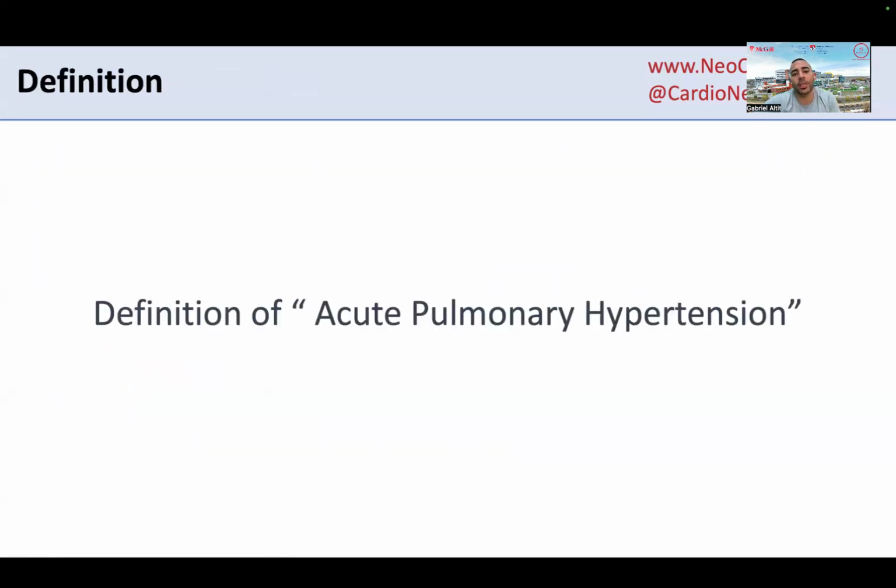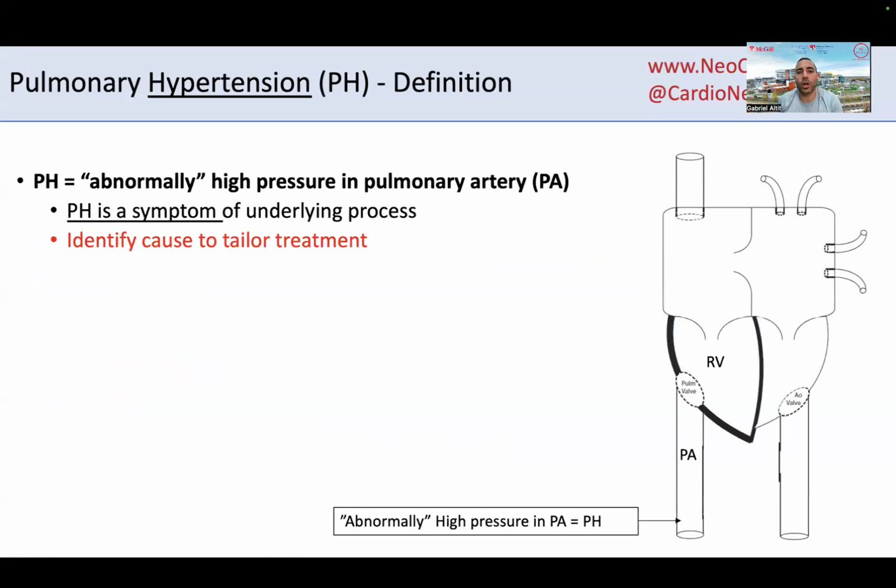And so I do think that we need to start with the definition so we keep a common language and terminology. Typically, when we talk about hypertension, it's within the word, we speak about an abnormally high pressure. And because we're talking about the pulmonary compartment, we talk about abnormally high pressure in the pulmonary artery. We often refer to acute because it occurs in the first few days of life of these patients. But really, this high abnormal blood pressure is rather a symptom of an underlying process, and often we need to identify the cause to tailor the therapy.